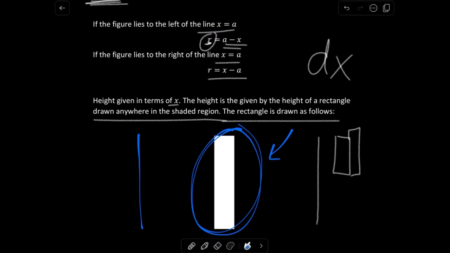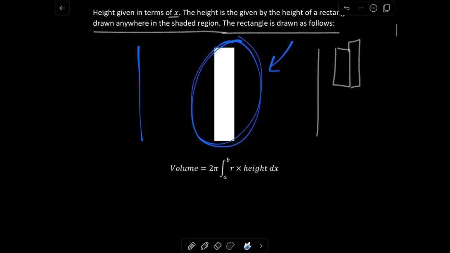So once you have your r as well as your height, it's super simple. Your volume is given by this equation: 2 pi multiplied by the integral from a to b, and a to b are obviously x values. Those are your bounds of integration. Then you multiply your r by the height of this rectangle, and again integrate with respect to x. That's how simple it is. All right, let's go on to case 2.